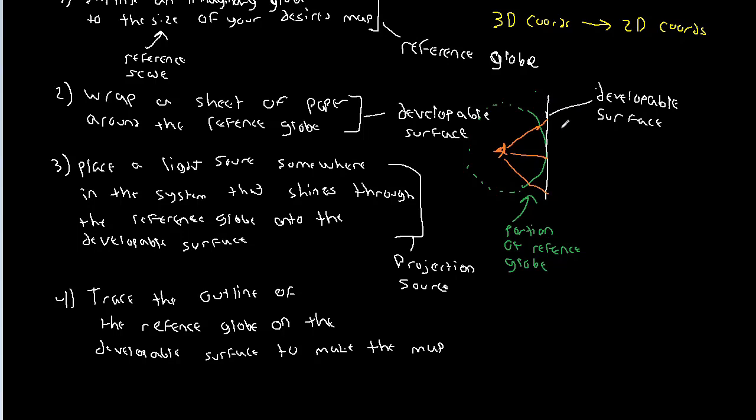What I want to do in this video is talk about how we can have these interactions. In this case, I've just drawn the developable surface as a flat sheet of paper against one side of the reference globe. But we can be more creative than that. And in this video, I want to talk about what we can do and some categories and names that we can use.